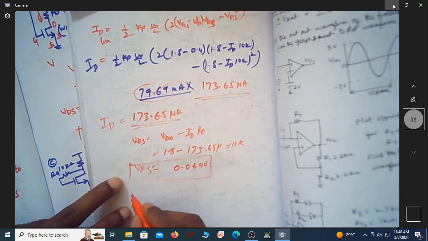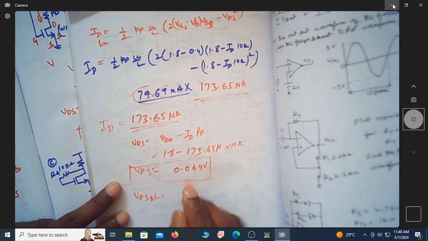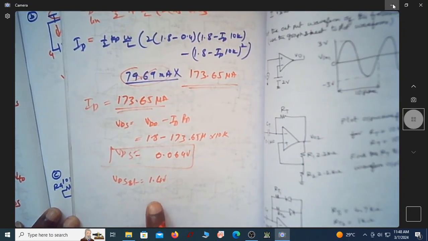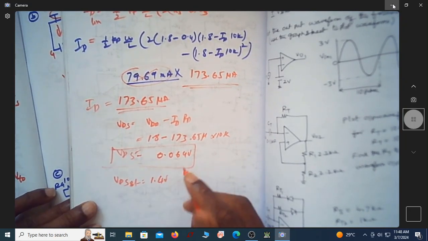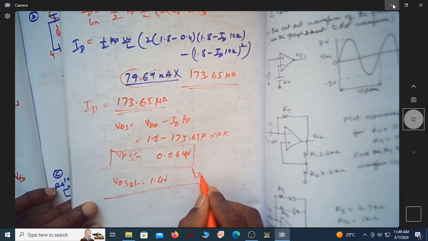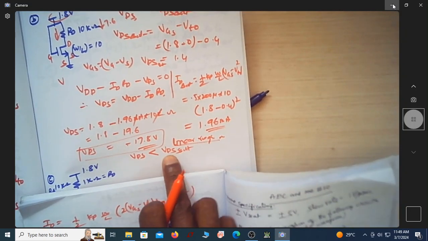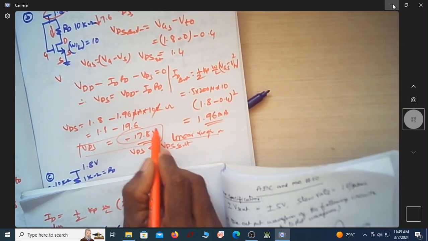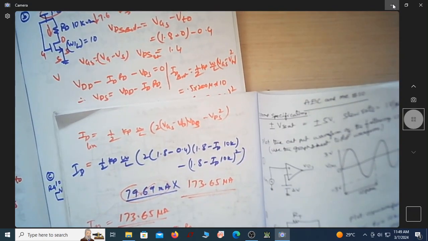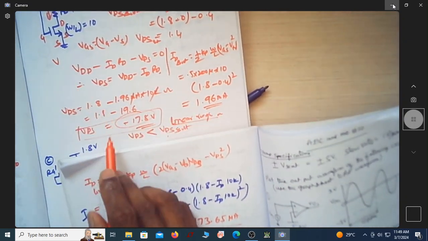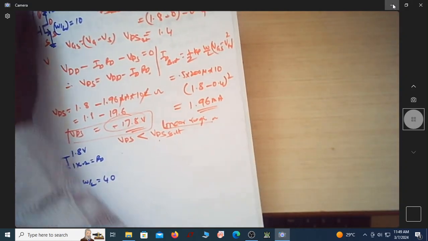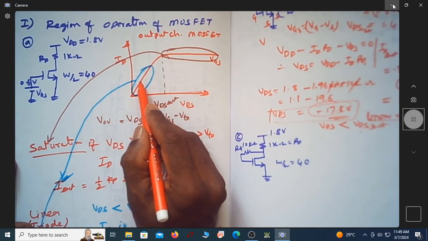Since VDS is, what is VDS at? VDS at is 1.4 volts. So since VDS at is 1.4 volt, VDS is 0.064 volt. Now MOSFET is in linear region. So here only we declared that MOSFET is in linear region, but VDS was coming out as negative, which is not a correct value. So we actually found what is the actual current that may flow in the MOSFET, and that current flowing is 173 microampere, which is in the linear region of the MOSFET. So it's somewhere here.